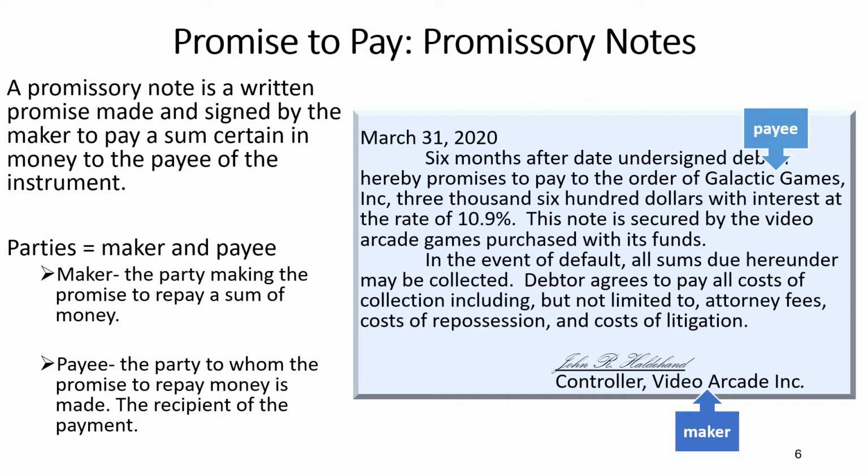Whom are they paying? Galactic Games. How do we know? Because in the first sentence, it tells us 6 months after the date. What date? After March 31st. So 6 months after March 31st, the undersigned debtor, Video Arcade, because that's the one who is signing underneath here, hereby promises to pay to the order of Galactic Games. So 6 months after March 31st, Video Arcade promises to pay to the order of Galactic Games $3,600 plus interest.